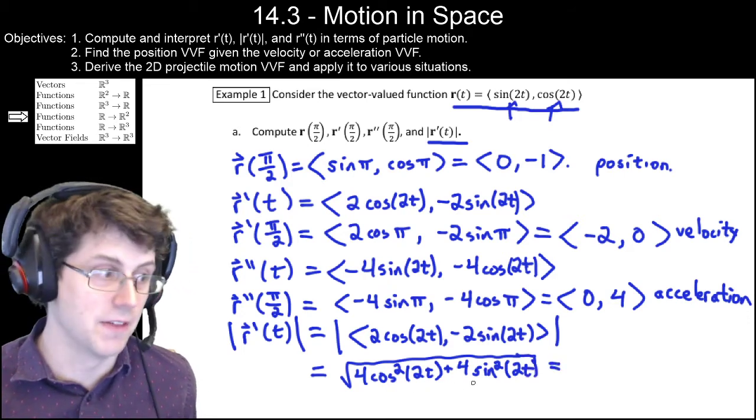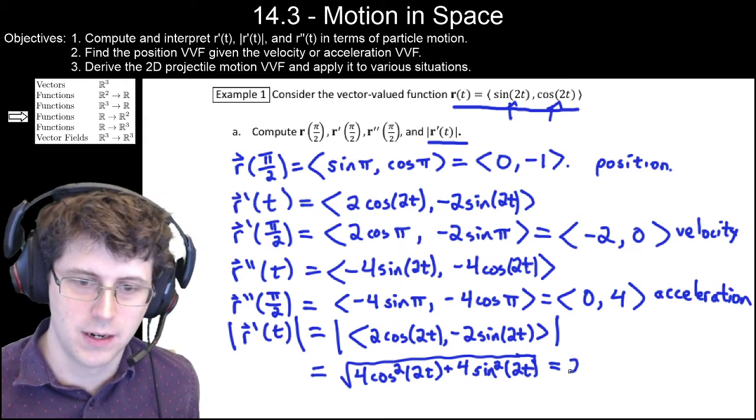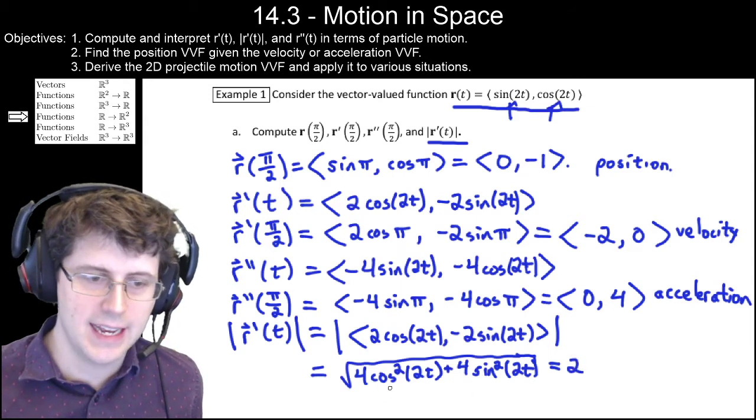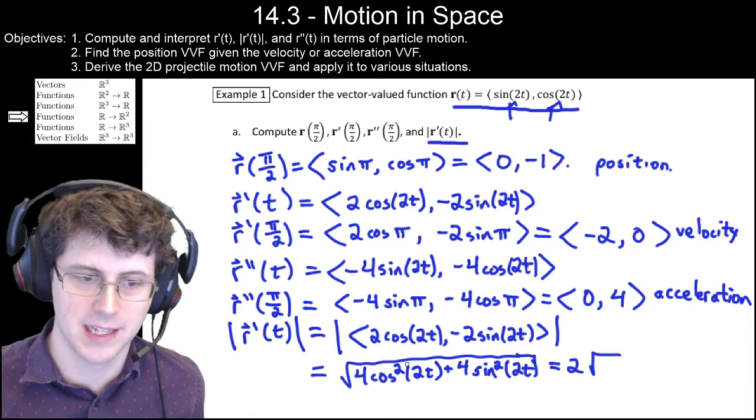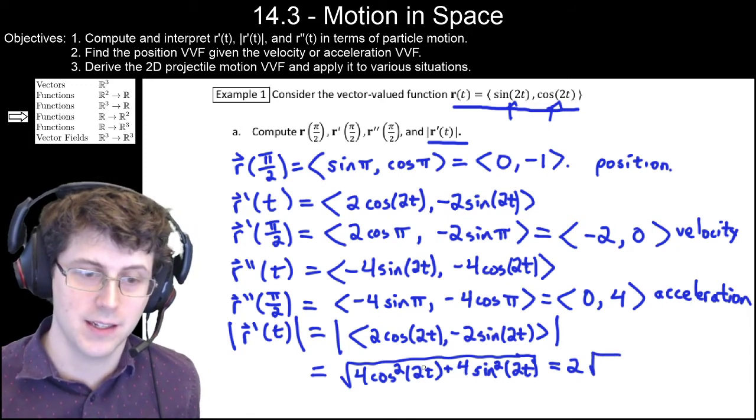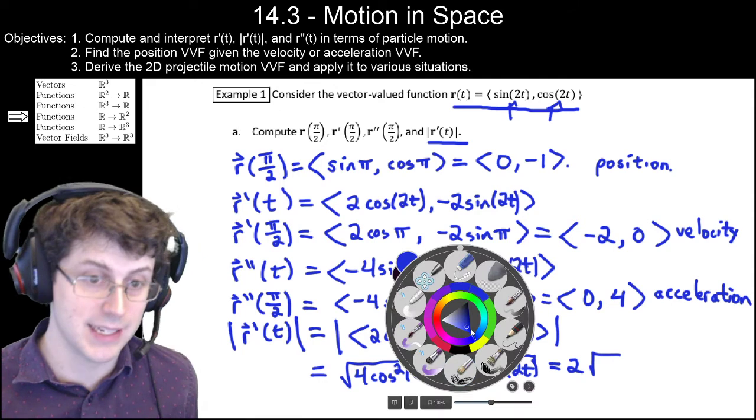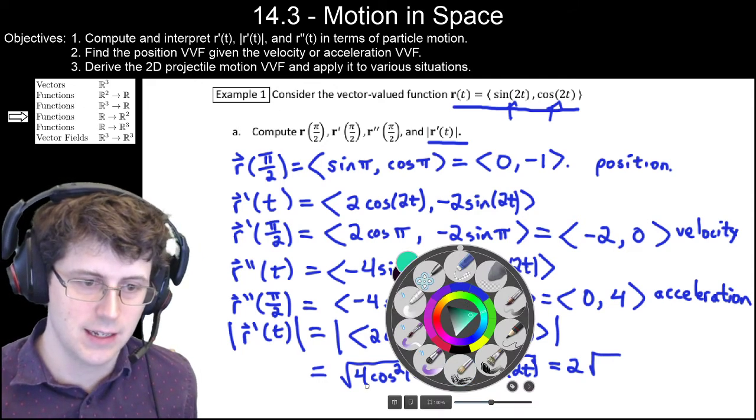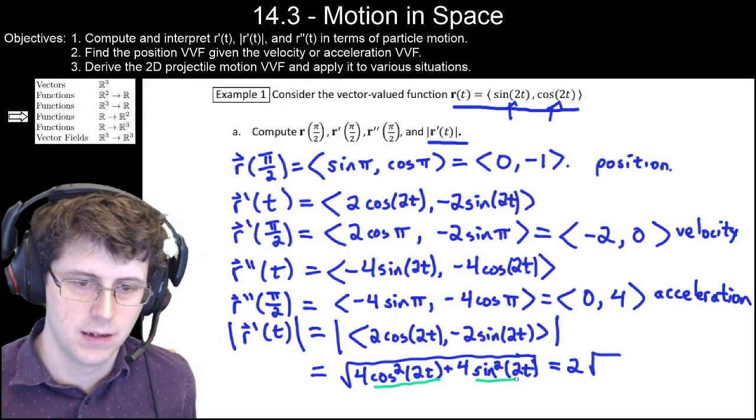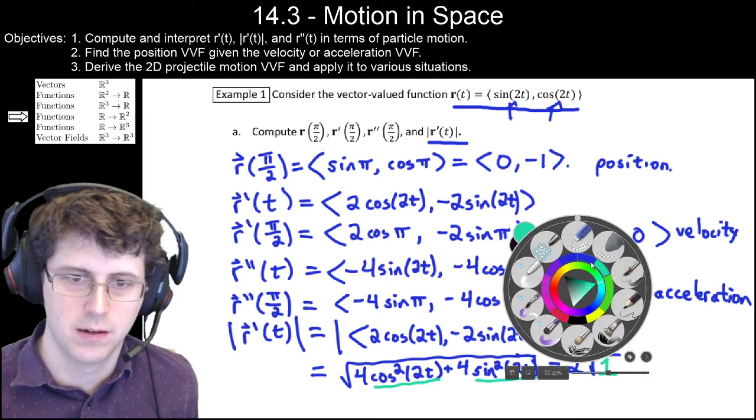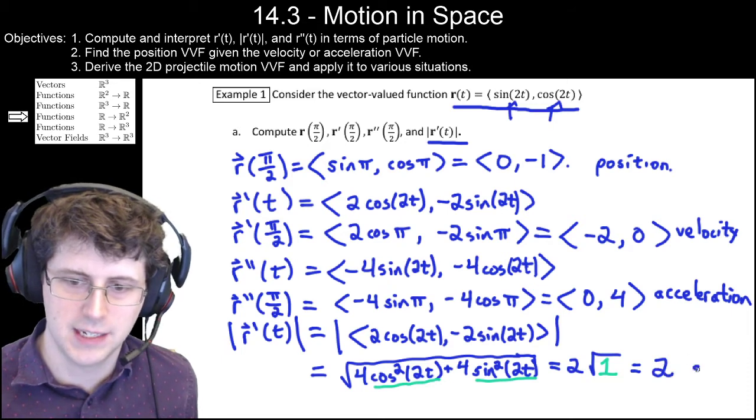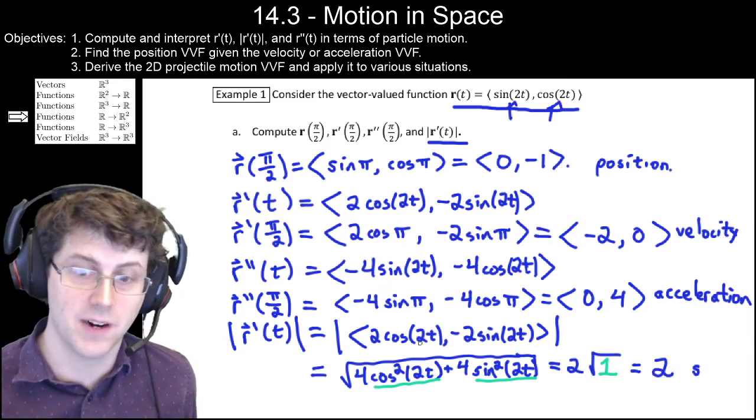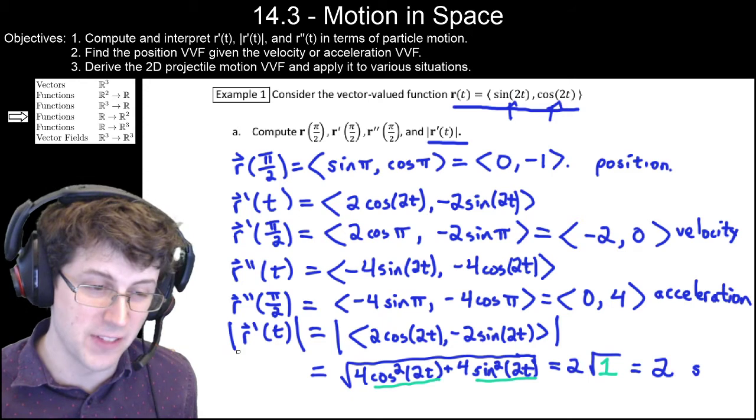I can factor out the 4, and I'll get the square root of 4. And then I have cosine squared 2t plus sine squared 2t is all that's left under the square root. Luckily, cosine squared 2t plus sine squared 2t is 1. So I end up with just 2. This, the magnitude of r prime of t, that's the size of the velocity.